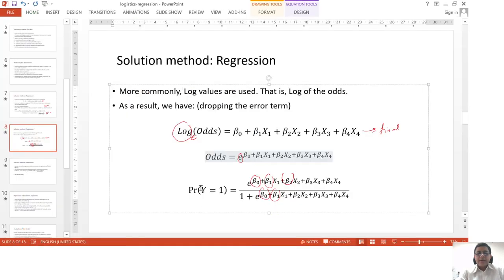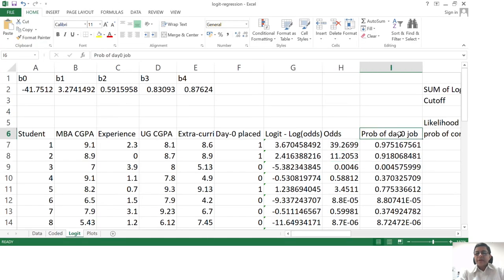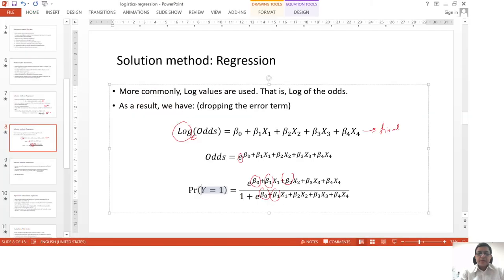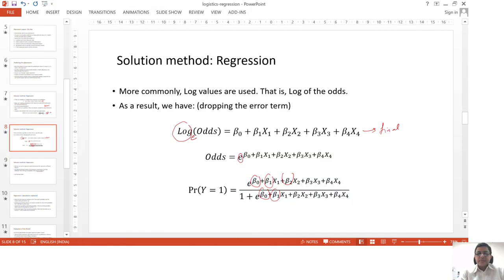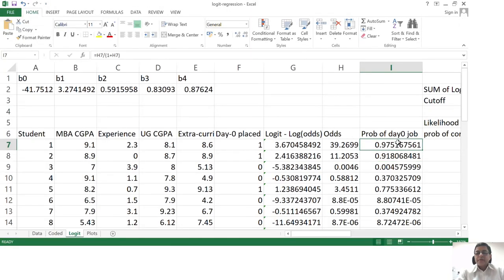How do I calculate the probability? I calculate the probability that y is equal to 1. It comes in here, right? How do I calculate this probability? So it is this exponential divided by 1 plus exponential, right? And we know that is correct because it is this expression. It is the exponential divided by 1 plus exponential, right? So this is the probability of day 1 job, okay? Or day 0 job. This is the probability of day 0 job. This comes from the model, okay?